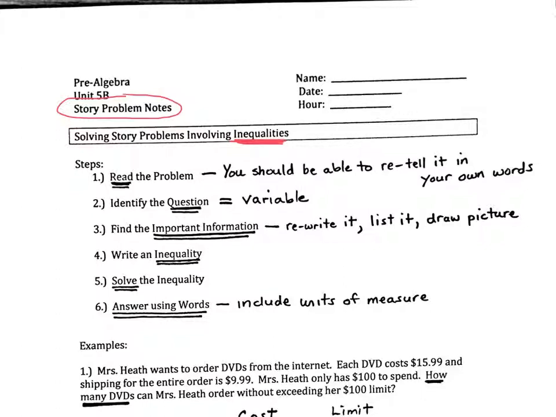And we're going to go through the same steps we did for story problems and equations. So let's just read through these steps. Step number 1. You have to read the problem, okay? And you should read it over and over and over until you are able to retell it in your own words. If you can retell the story in your own words, then I would say that you understand what the problem is asking and what it's talking about.